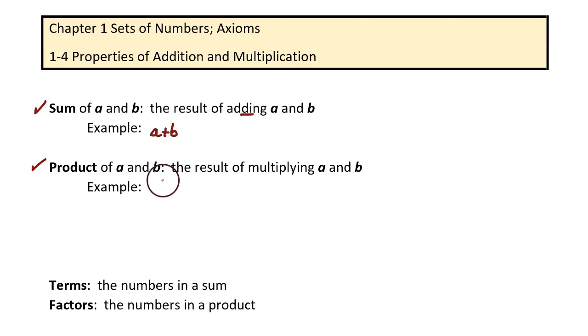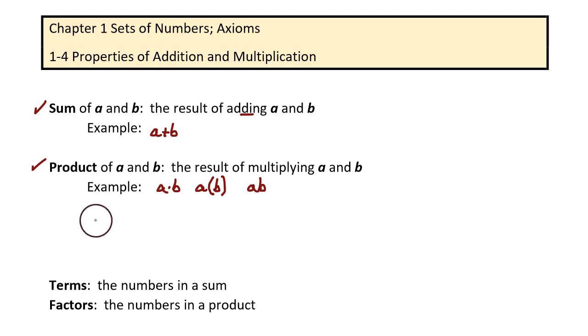There are a lot of ways to show products in symbols. One is with a dot, A times B. Another is with parentheses, where you write one of the things in parentheses. This means multiply. And even just writing the letters side by side means multiply.